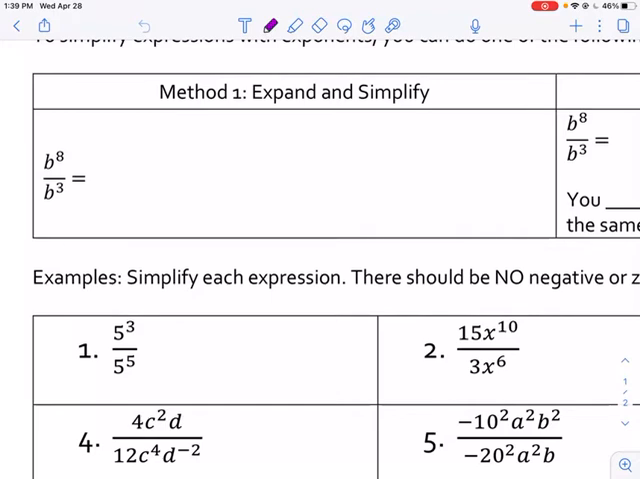So this is b to the 8th, so I'm going to write it as 8 b's being written down together. And I'd like to figure out some sort of rule so I don't have to do this every single time. Okay, and then the bottom is going to be 3 b's multiplied together.